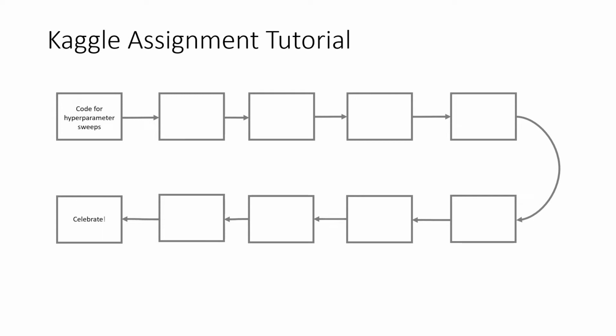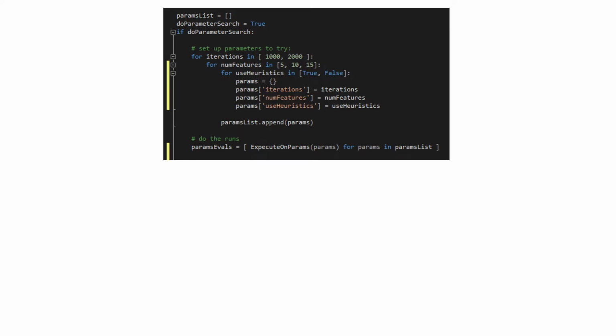So the first thing that you need to do is come up with a little bit of code that's going to help you do the work in the other 8 steps. And this is code that manages your hyperparameter sweeps. Let me show you what mine looks like.